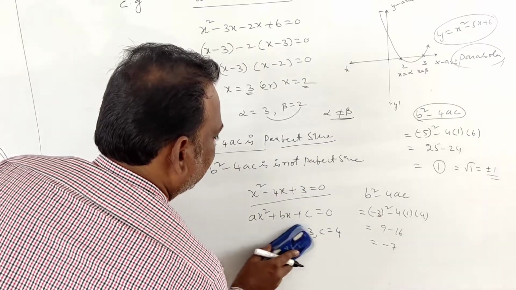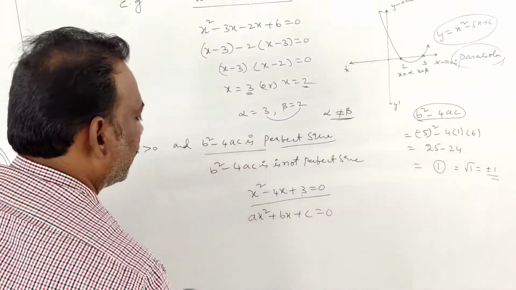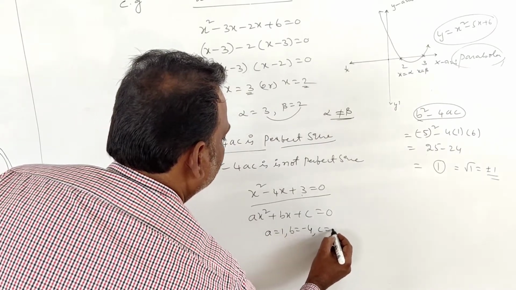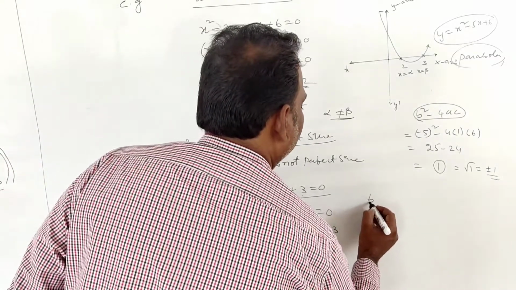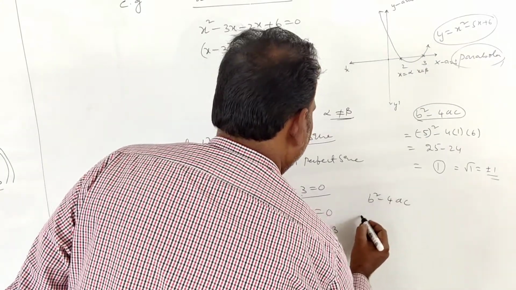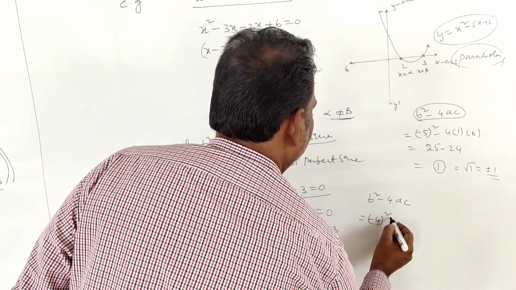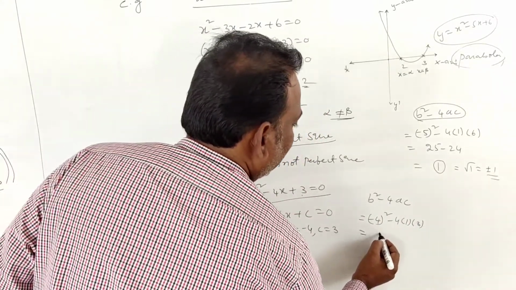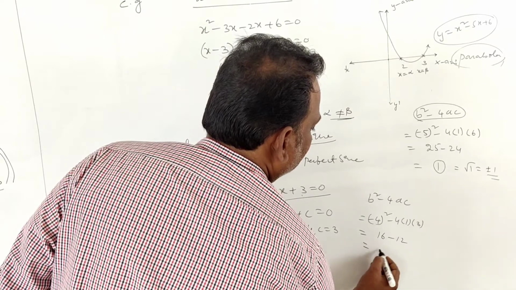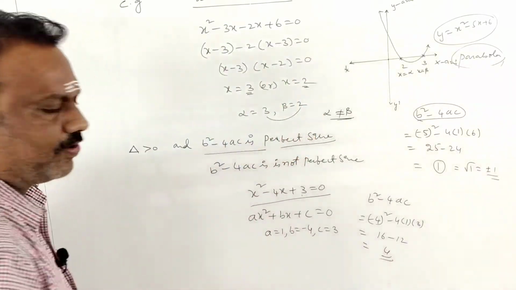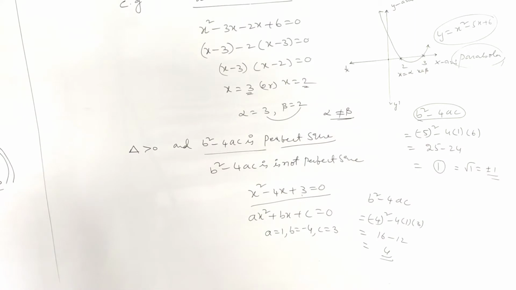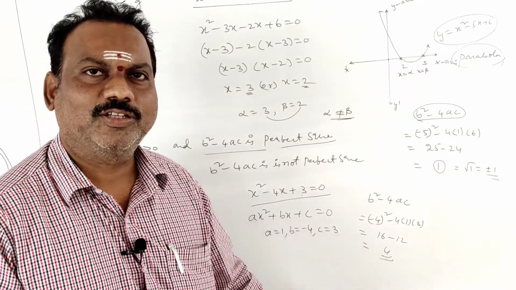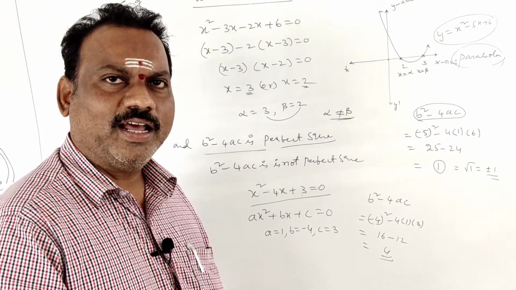Like that you can check it, because it is getting complex, that's why. So a is equal to 1, b is equal to minus 4, c is equal to 3. So b square minus 4ac: b square value, minus 4 whole square, minus 4 into a value 1, c value 3. 4 square is 16 minus 12, 16 minus 12 is 4. Again it is a perfect square. So b square minus 4ac is a perfect square. Here also roots are real, distinct and rational.